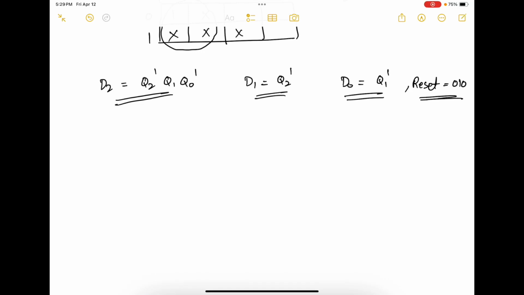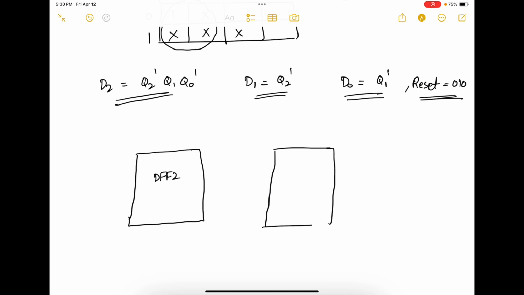The next step is to draw the circuit diagram. As I've told you, we need 3 flip-flops to represent this counter. So this is D flip-flop 2, then I have D flip-flop 1, and I also have D flip-flop 0.